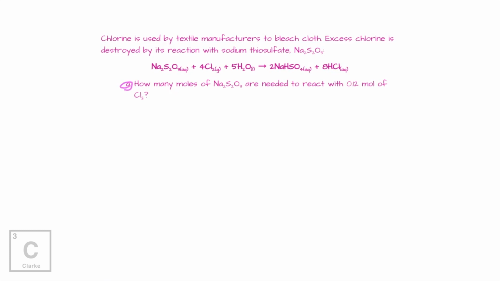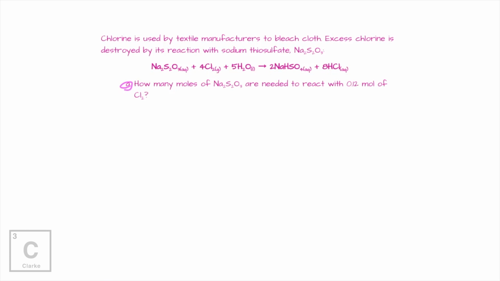Here we are. How many moles of Na2S2O3 are needed to react with 0.12 moles of chlorine? Again, we are going to use these mole ratios. For every 1 sodium thiosulfate, we would react 4 moles of chlorine and 5 moles of water. And when we react those things in those ratios, we will get 2 moles of sodium bisulfate and 8 moles of hydrochloric acid. These ratios have to stay the same.